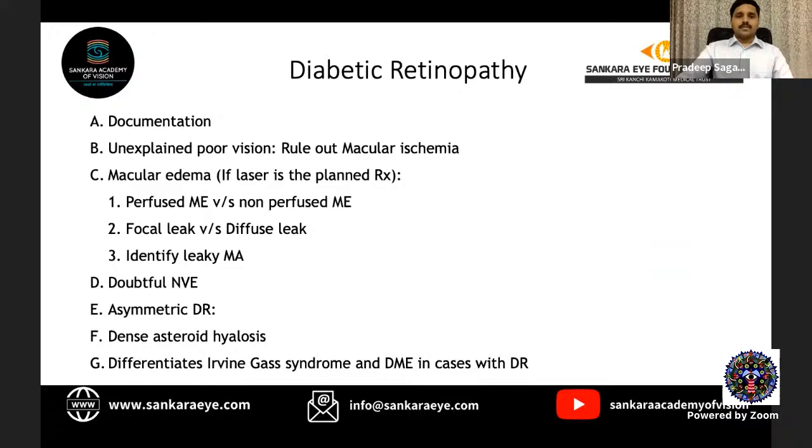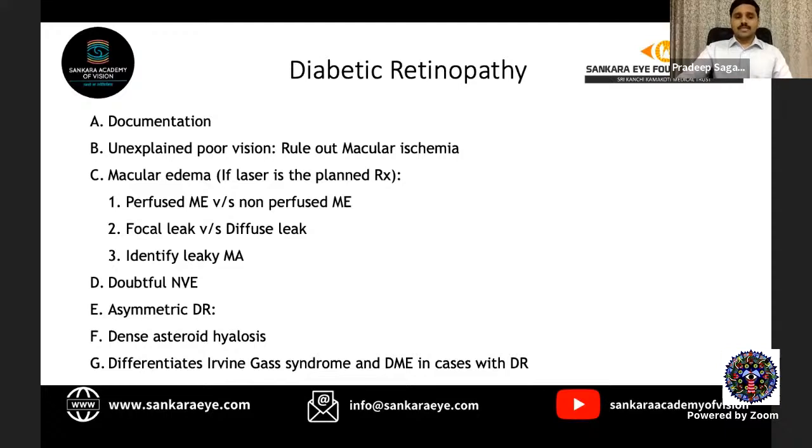So to summarize, in diabetic retinopathy, fluorescein angiography will be considered for documentation purposes to rule out macular ischemia in patients with unexplained poor vision. If we are planning macular laser for macular edema, then to differentiate a perfused macular edema from non-perfused macular edema, to differentiate a focal leak from diffuse leak, and to identify the leaky microaneurysm and its relation to the foveal avascular zone. In cases with doubtful neovascularization, to confirm the diagnosis.